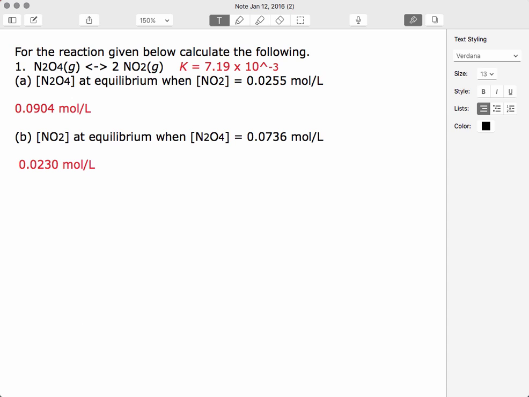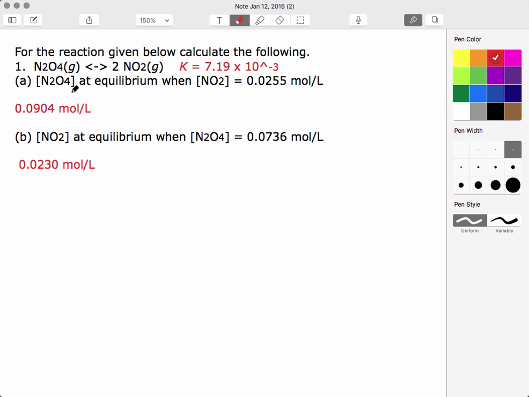Now, if you see these brackets here, that means molar. That means moles per liter, and so many of you have no idea what that means yet. It's okay. It's a concentration. It kind of means like percent or something. All it tells us is how to write moles per liter here.